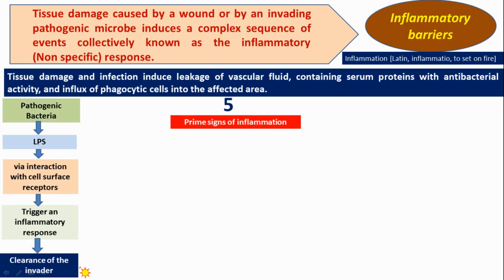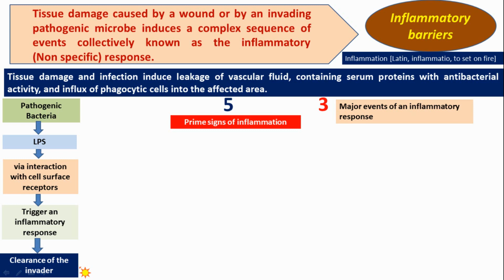These 5 prime signs are also called the 5 cardinal signs. So you should always remember what the 5 prime signs of inflammation are. Whenever there is an inflammatory response, there will be 3 major events which take place. Please remember, all students, that there will be 5 prime signs of inflammation, and there will be 3 major events during the inflammatory response.